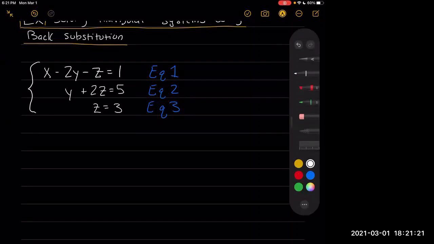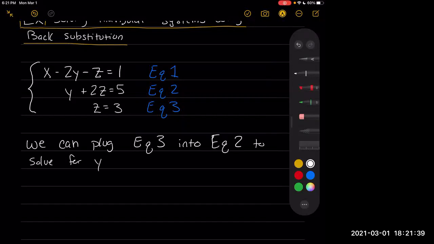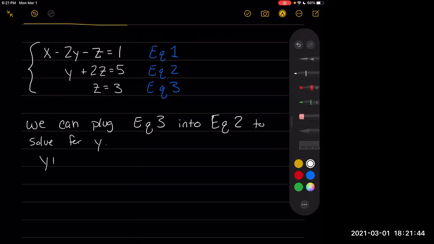Okay, so we can plug equation 3 into equation 2 to solve for y. So if we take our y plus 2, we plug in 3 for z, equals 5. This gives us y plus 6 equals 5, which gives us y equals negative 1.